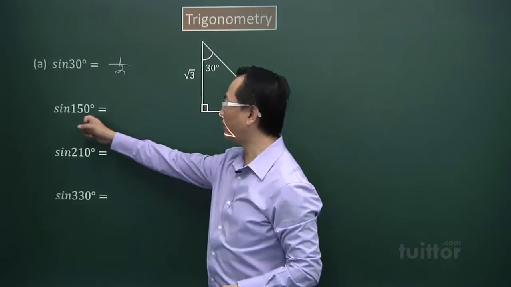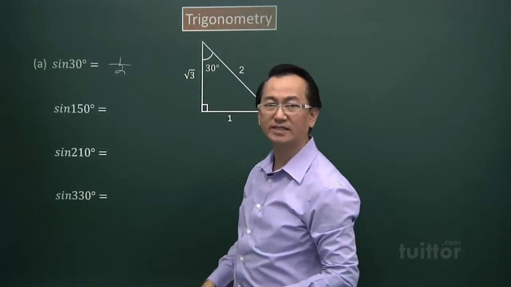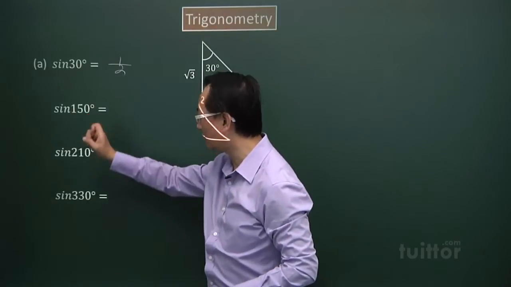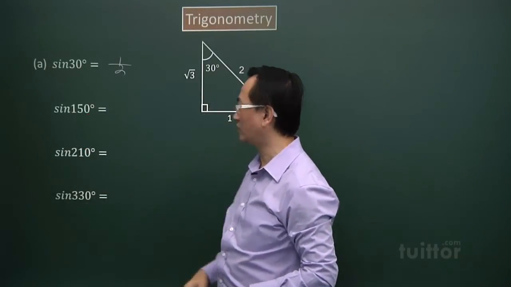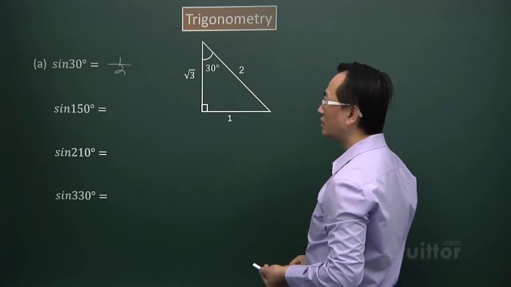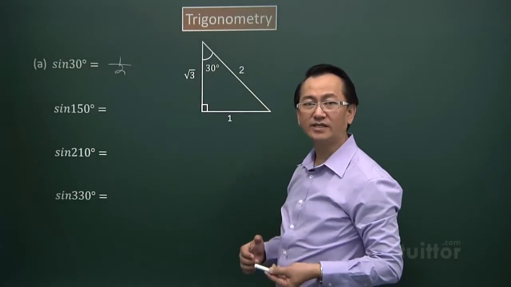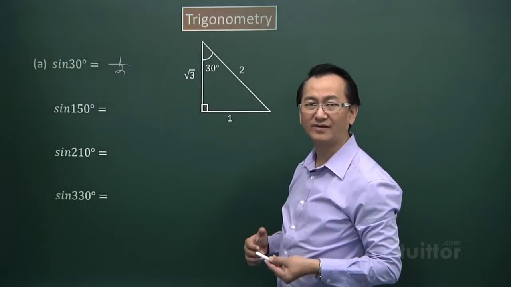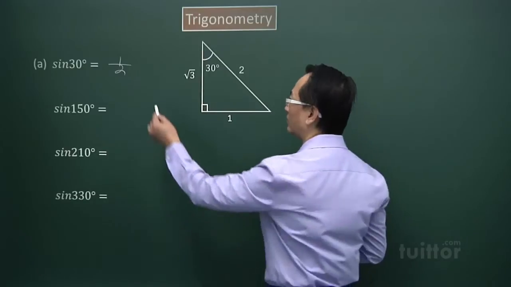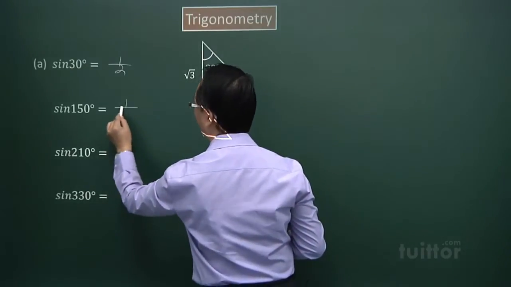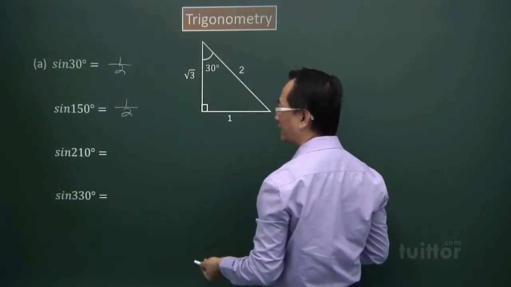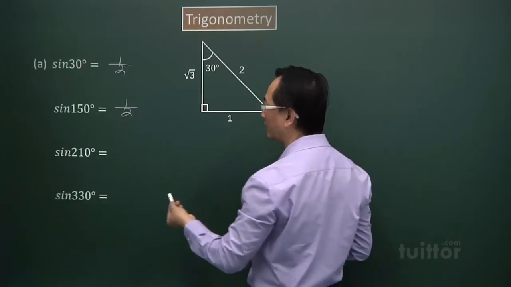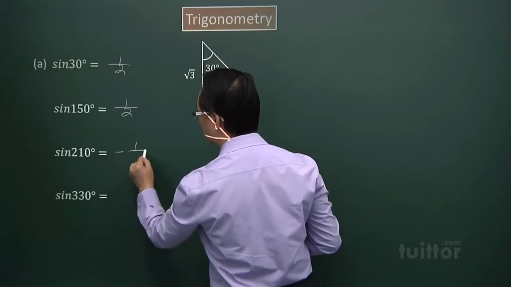And all these three angles are generated from the basic angle 30 degrees. So second quadrant angle, third and the fourth quadrants. For sine, only in the first two quadrants will you get a positive value of sine. So half here, and this is half as well. As for sine, the third and the fourth quadrant angles have negative values.